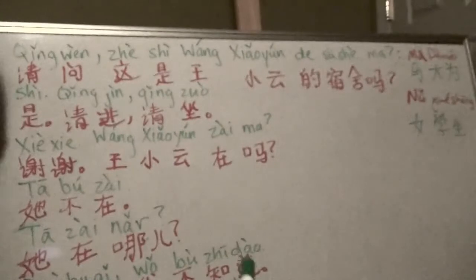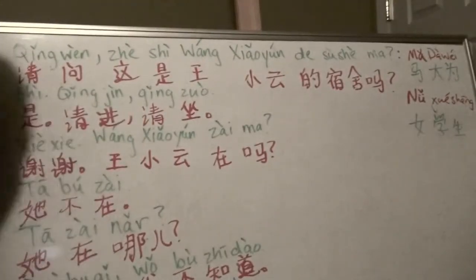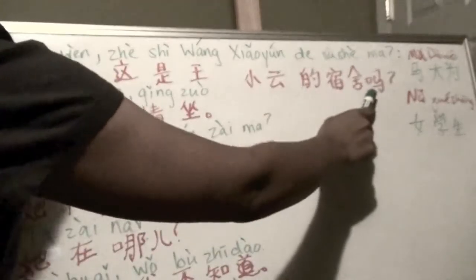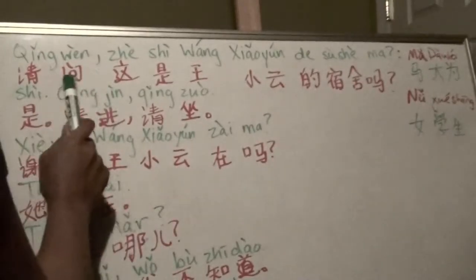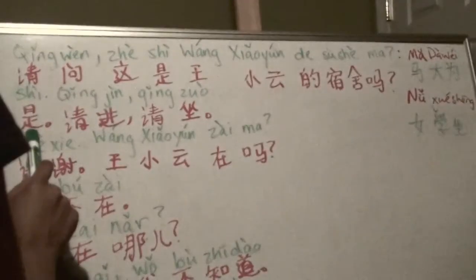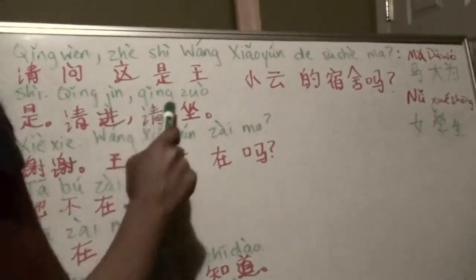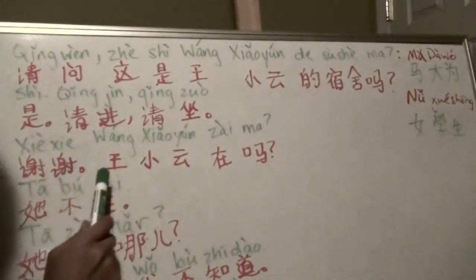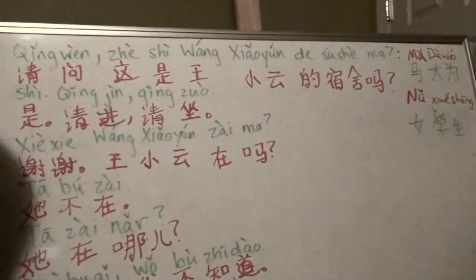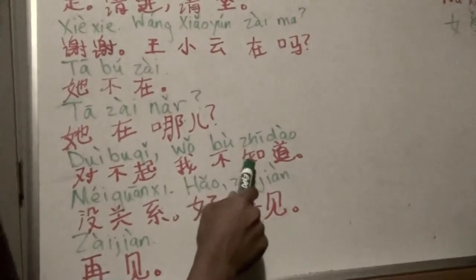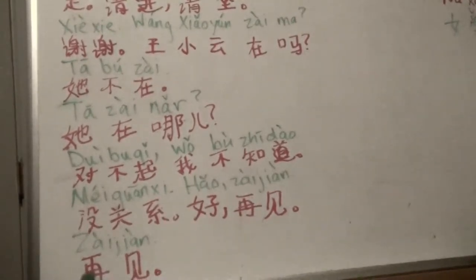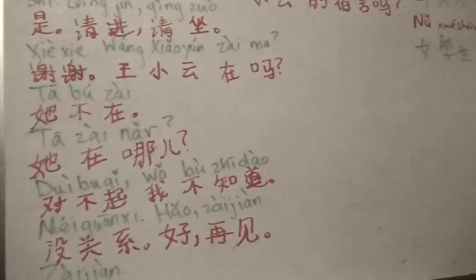Alright, so here we have Ma Dawei talking to the female student. 女学生. So, 请问这是王小媛的宿舍吗？请问这是王小媛的宿舍吗？是。请进，请坐。谢谢。王小媛在吗？她不在。她在哪儿？对不起，我不知道。没关系。好，再见。再见。Alright, so now to break the dialogue down for you.